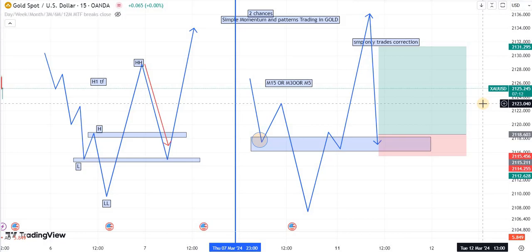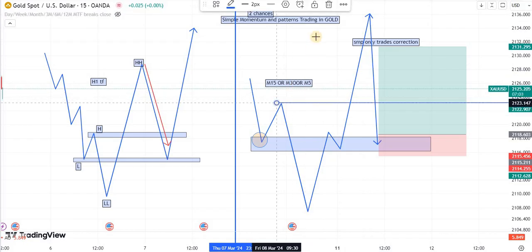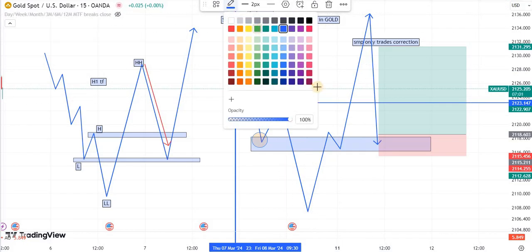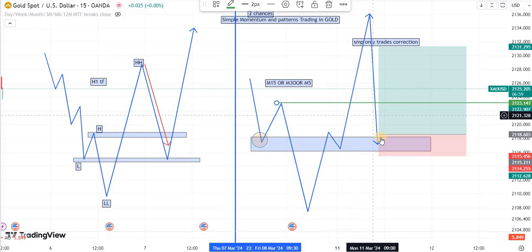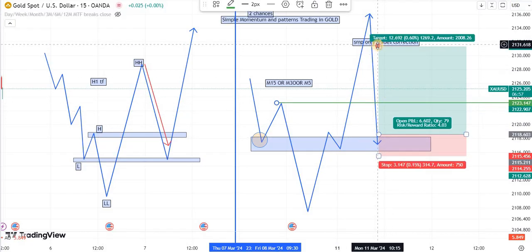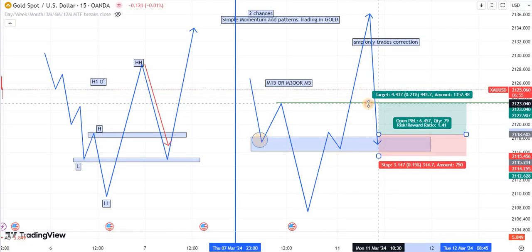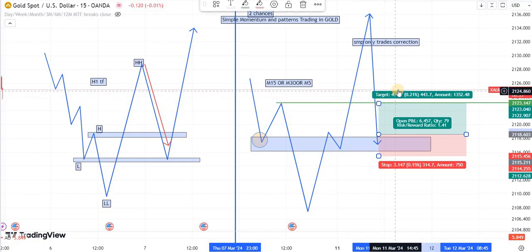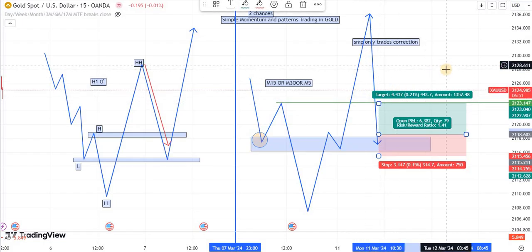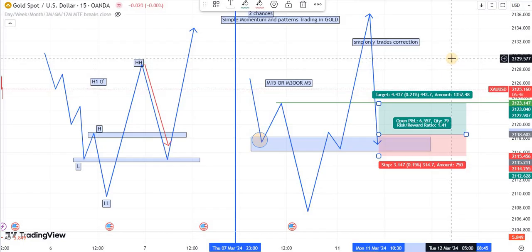That's how simple it is. Okay, so what will be your first TP? Your first TP will be this point, which I'll mark with green. This would be around 1 to 1. After that, you can trail or you can book your profit.